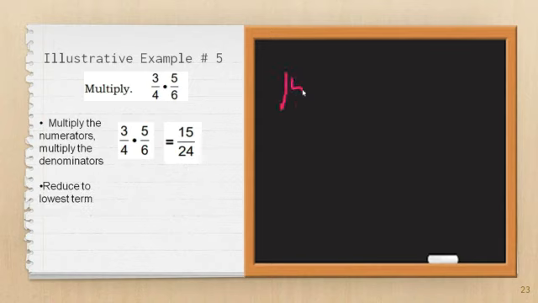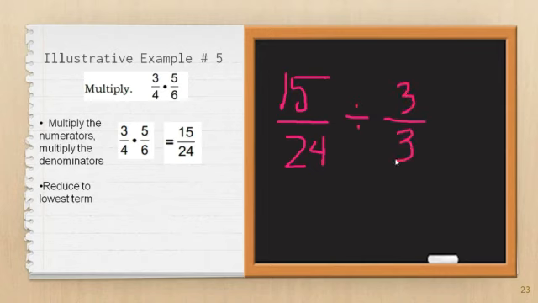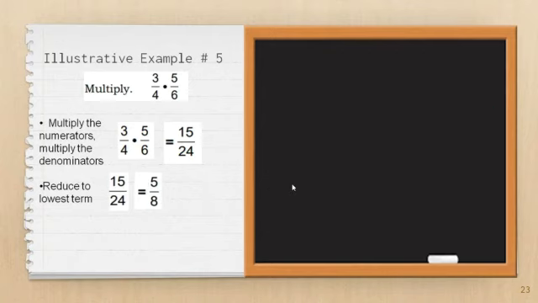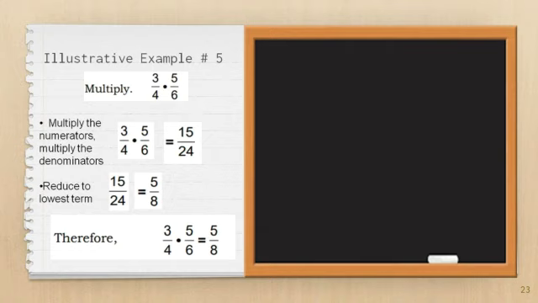Ang 15 over 24, we can still divide this saan? Saang number? Sa 3. Pwede pa natin i-divide both 15 and 24 sa 3, tama? 15 divided by 3, that's 5. And 24 divided by 3, that's 8. Therefore, we have 15 over 24 or 5 over 8. Therefore, 3 over 4 times 5 over 6 is equal to 5 over 8.